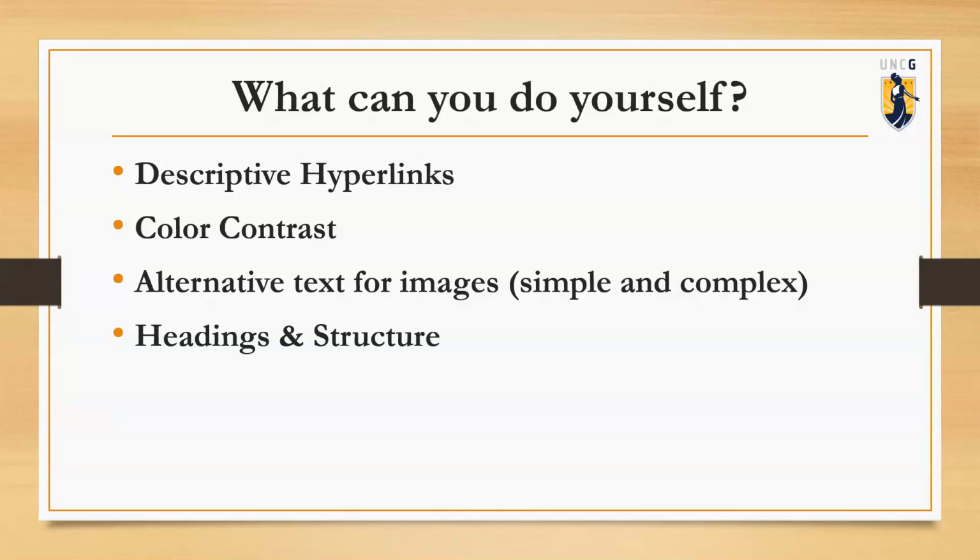We have descriptive links, color contrast, and alternative text for images, which would include simple images and also complex images. Complex would be like a diagram or a chart, things like that. A map even would certainly be a complex image. And then we'll talk a little bit about headings and structure.